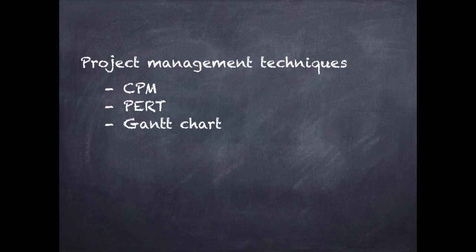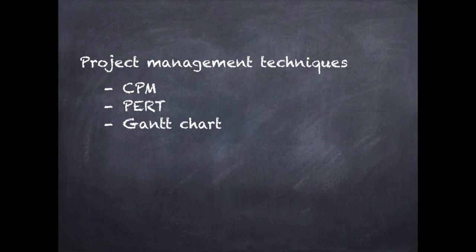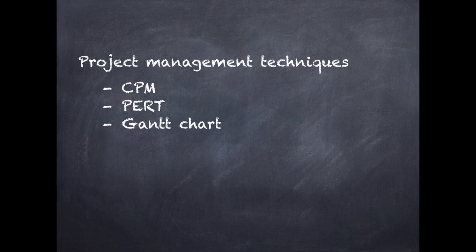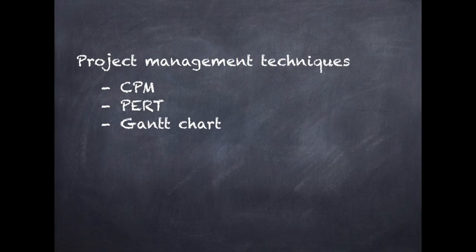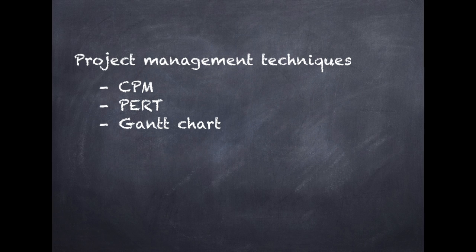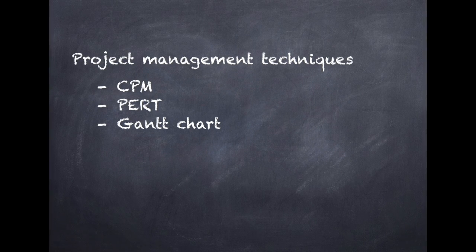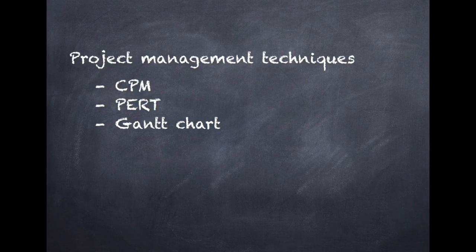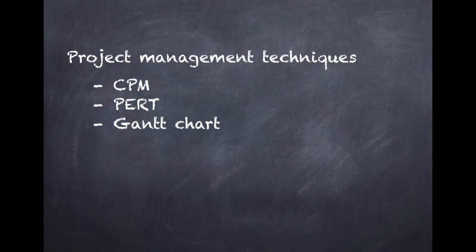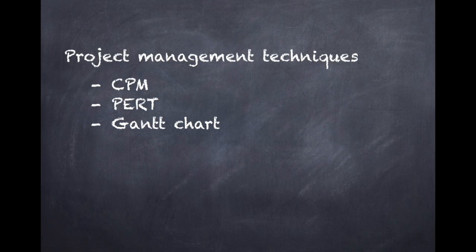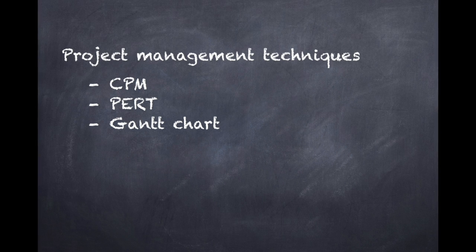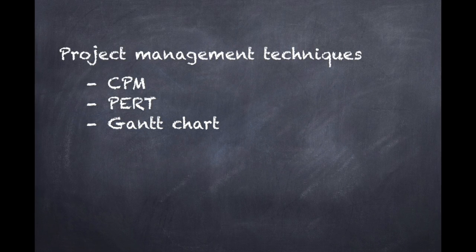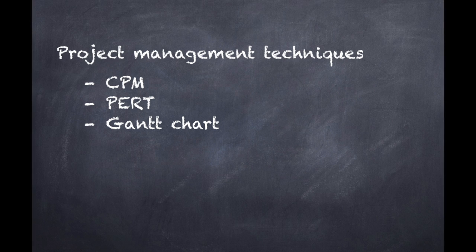There are three project management techniques: first CPM, second PERT, and third Gantt chart. CPM stands for Critical Path Method. It is used to assist project managers in scheduling activities. PERT stands for Program Evaluation and Review Technique. It is used to assist in project scheduling similar to CPM. However, PERT assumes that activity durations are random variables. Well, a Gantt chart is a type of bar chart that illustrates a project schedule.